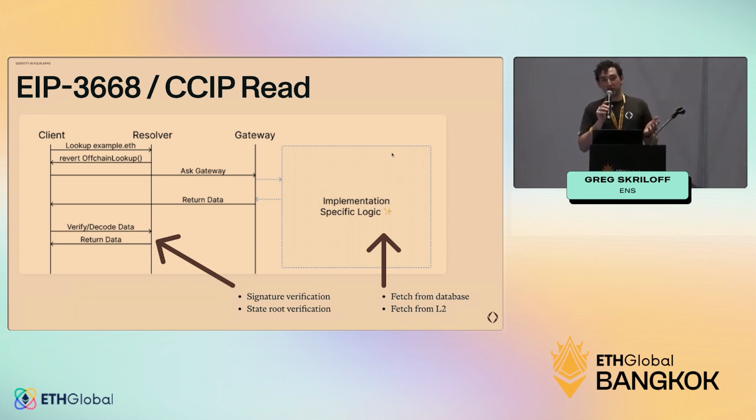That off-chain data source can really do anything. It can fetch from a database, it can fetch from a layer 2 network, and it is really implementation specific. So whatever you want to do is possible with this architecture. And then the cool part is that in this callback function, where you see the verify decode data, it will actually verify the data that the gateway returns.